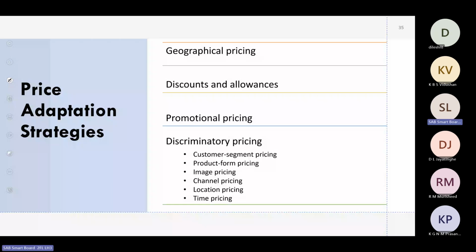Like you say, different price, import duties, customs things might affect all these geographical prices.